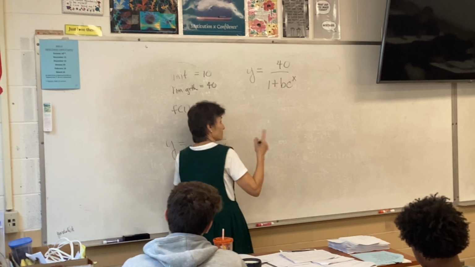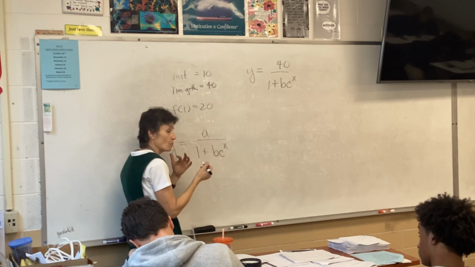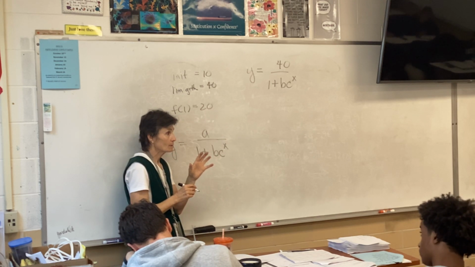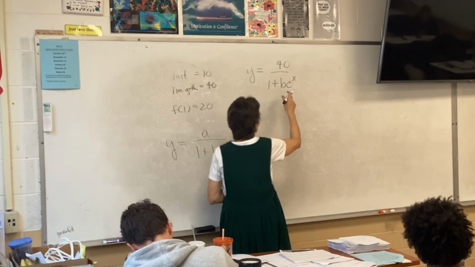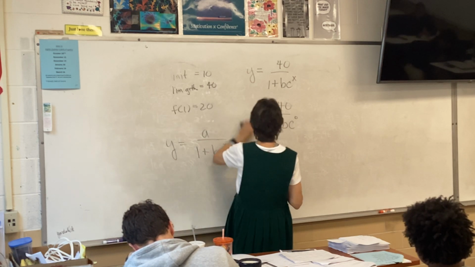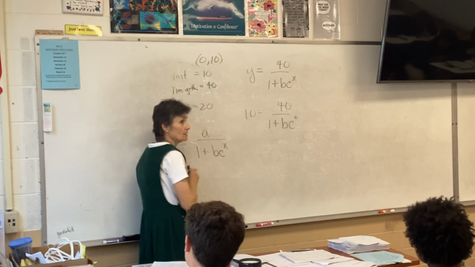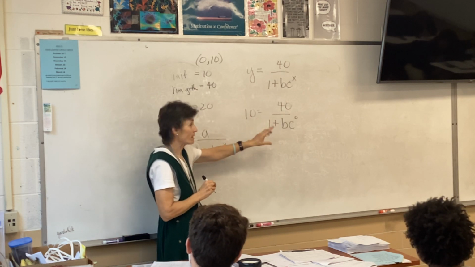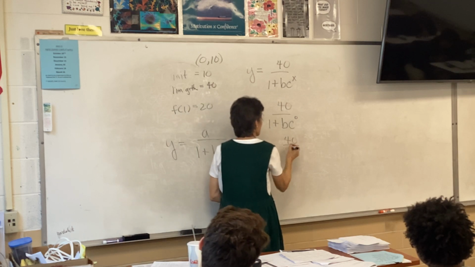I'd have to figure it out, Zoe, you're ahead of me here, but Zoe said the initial value is the y-intercept. So that means if we plug in 0 for x, we should get 10. Doesn't that make sense, kids? Initial means beginning, so we're going to let x be 0. So we have 40 over 1 plus bc to the 0th, and that has to equal 10. This is the point 0, 10. So if x is 0, y has to be 10. Now, at first glance, that's scary, but what's c to the 0th? That's 1. So this is really just 10 equals 40 over 1 plus b.